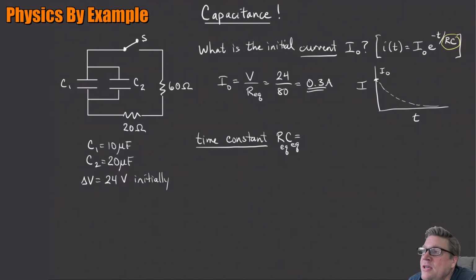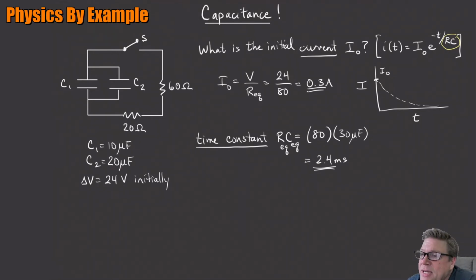So R_EQ times C_EQ. What's that going to be here? That's going to be 80. The resistors in series just add together. So 80 times, and then the capacitors in parallel just add together. So that's going to be 80 times 30 microfarads. And so this is just going to be 2.4 milliseconds. So this is the time constant for the circuit.